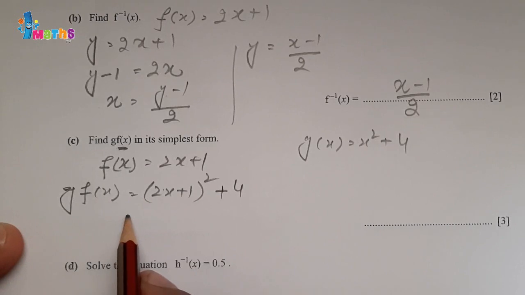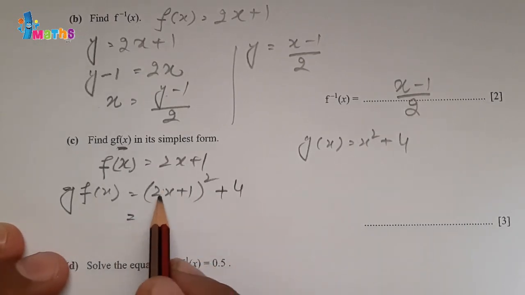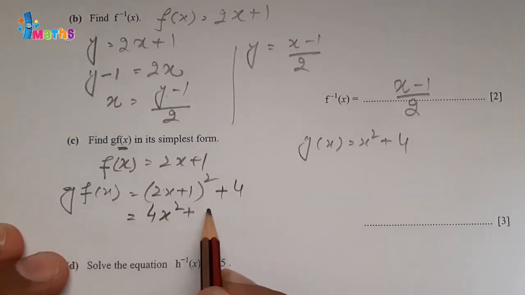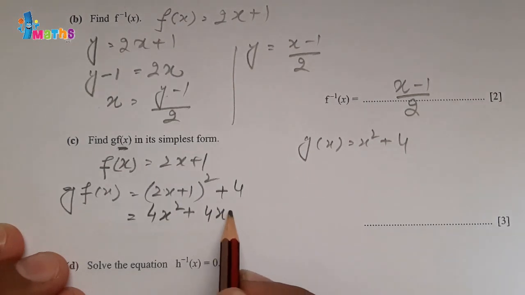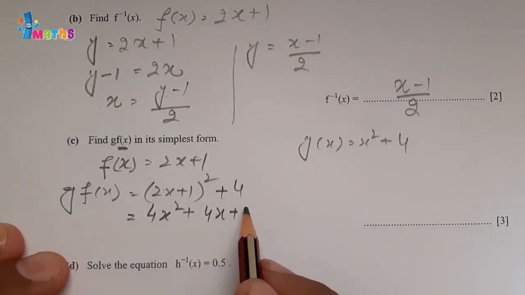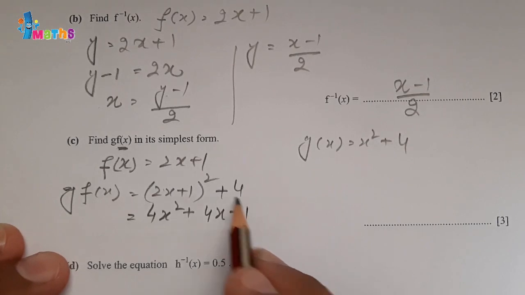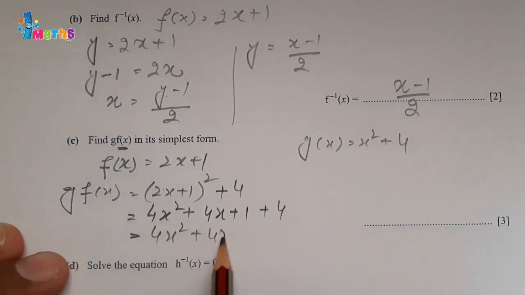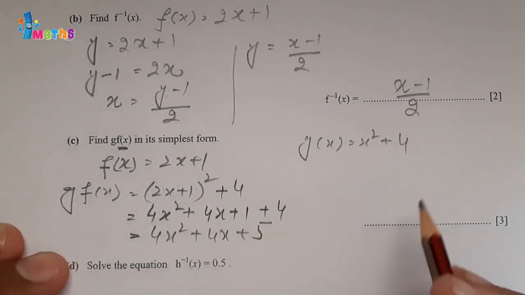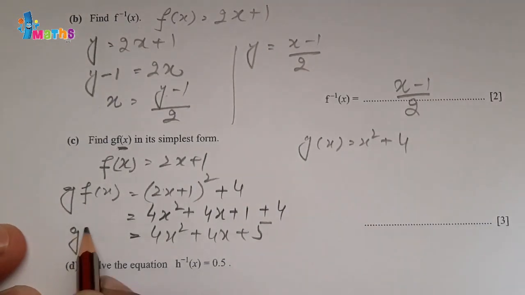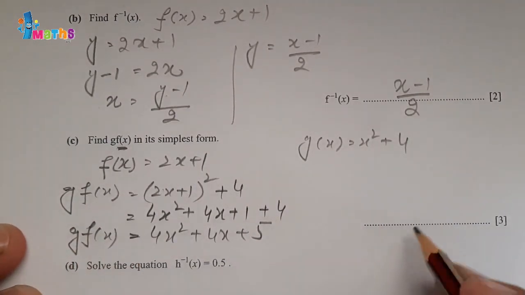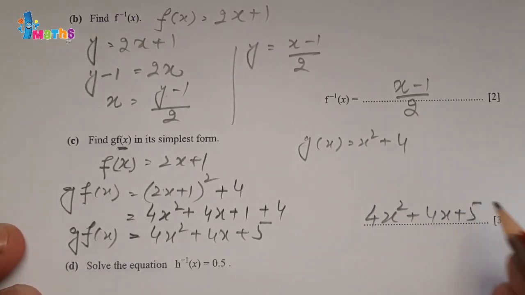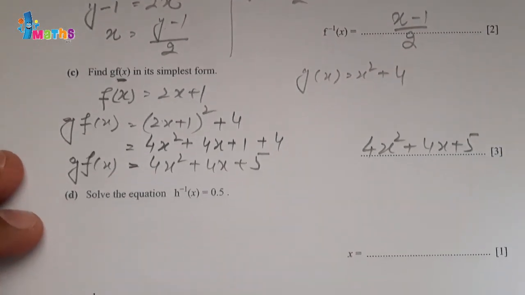Now we can open the square. If we open the square, this will be 4x squared plus 4x plus 1, and plus this 4. So this will be 4x squared plus 4x plus 5. So this will be our final answer, g of f of x, which is equal to 4x squared plus 4x plus 5. This is our C part. Now we can solve the D part.